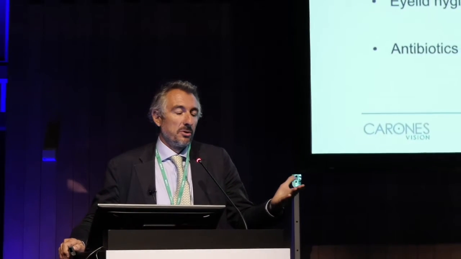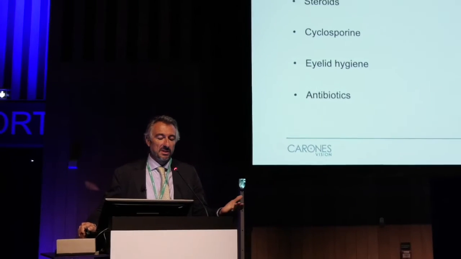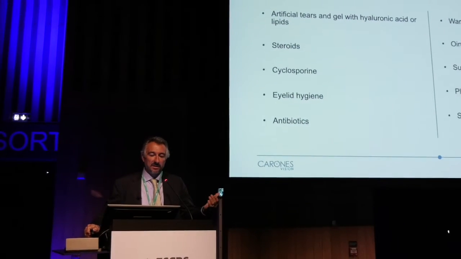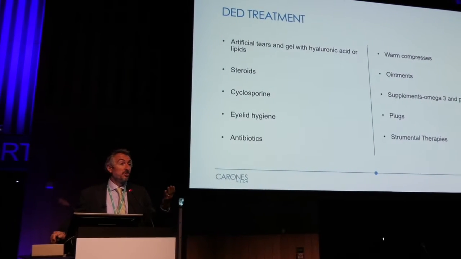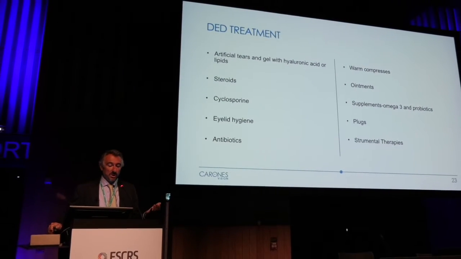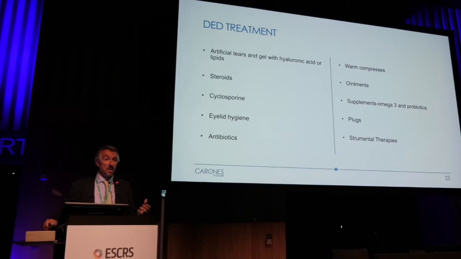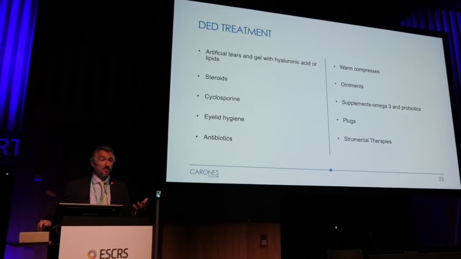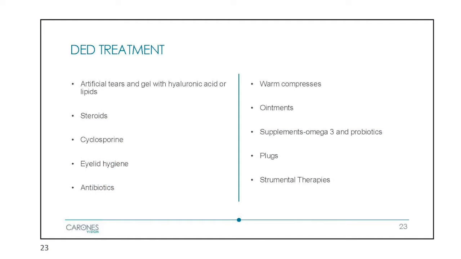You can of course use lacrimal substitutes, artificial tears, and they can contain hyaluronic acid or lipids. You can use steroids, you can use cyclosporine, you can prescribe a perfect eyelid hygiene in case of chronic blepharitis. You can also prescribe antibiotics, especially tetracycline, in case of blepharitis. You can also suggest warm compresses, ointments, supplements like omega-3.